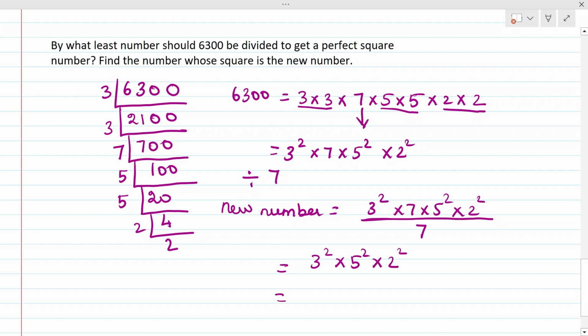So now what is it? 3 into 5 is 15. 15 into 2 is 30. 30 square. So the minimum number, the least number that should be divided is 7, and the new number whose square appears is 30. 30 square will be appearing. So whatever number does not have a pair, that number we have to divide. In this case, it is only one number, that is 7. But if you have 2-3 numbers also, all the 2-3 numbers should be divided.